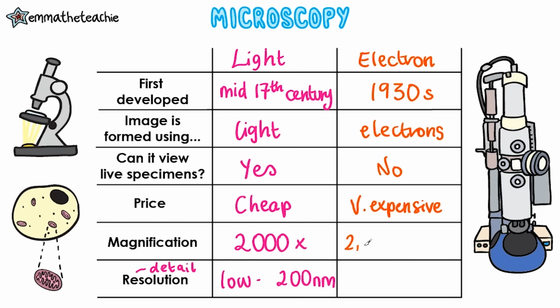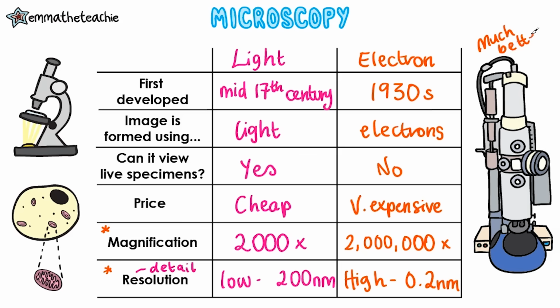However, the rewards are really good, as the magnification can be up to 2 million times. And it has a really high resolution of just 0.2 nanometers. The magnification and the resolution are the two big ones you need to remember to be able to compare these microscopes. In both cases, the electron microscope is much better. It has really high magnification and resolution. And this has allowed scientists to see and understand lots more about the subcellular structures of cells. We'll look at these in more detail in the next video.